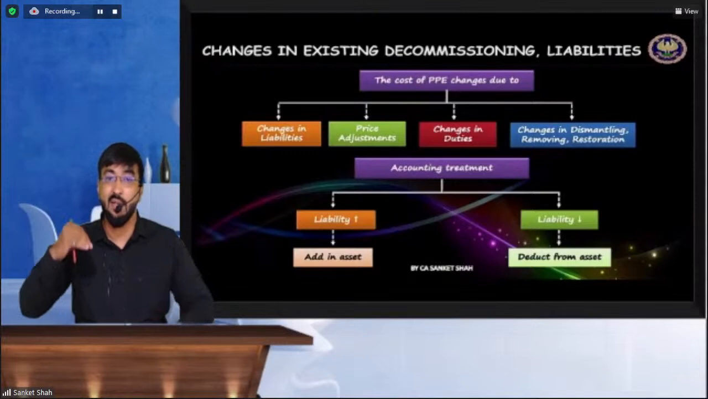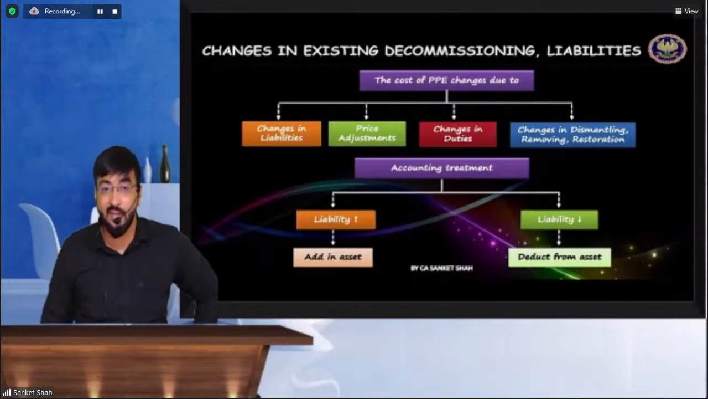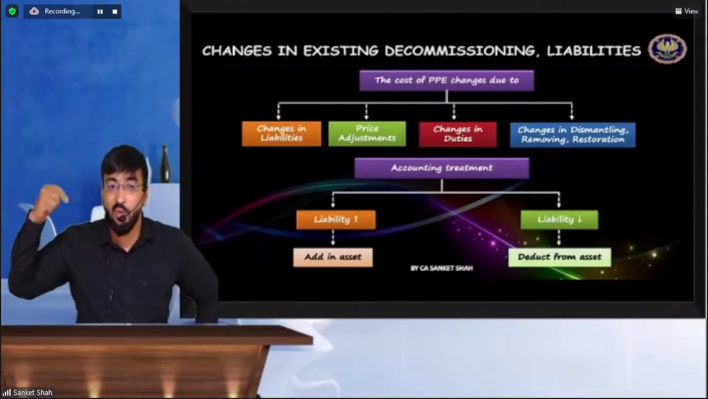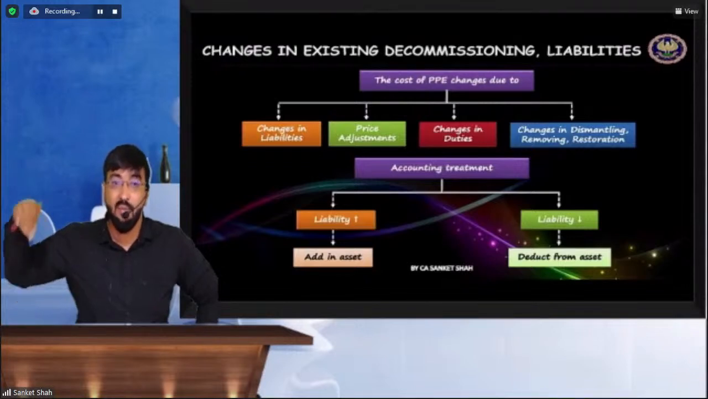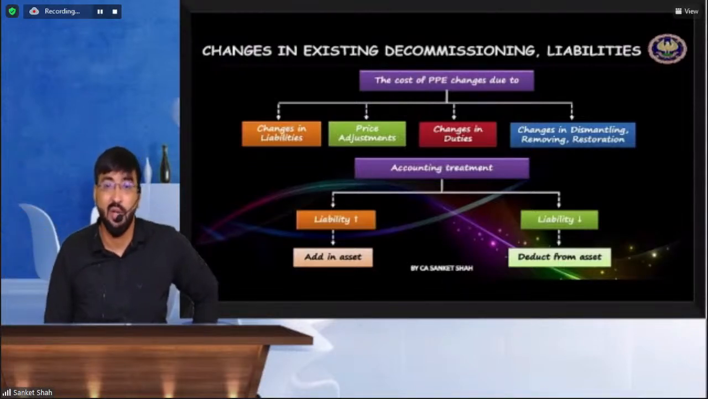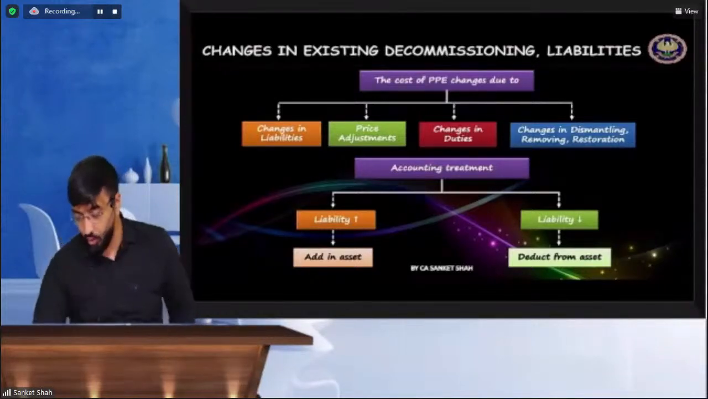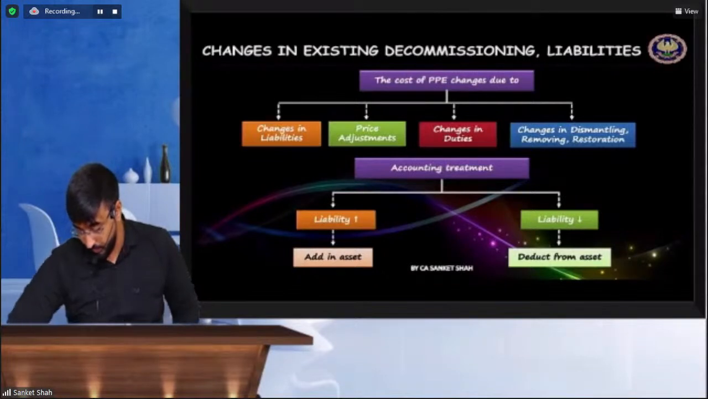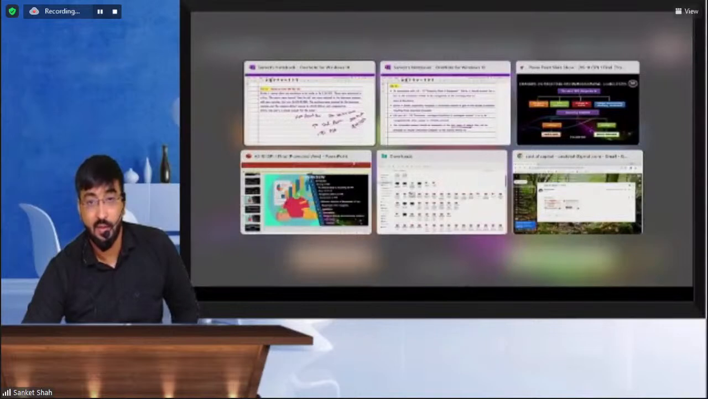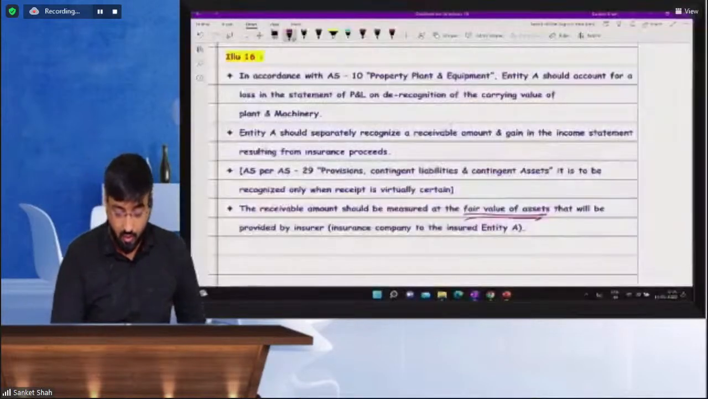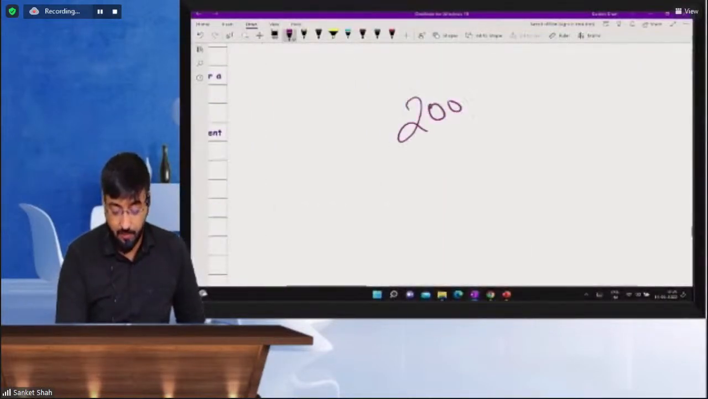My future liability is increasing. One effect is asset account debit to provision for that liability. If that liability is reducing, provision account debit to asset account. Logic is very simple. Suppose I estimated 2 lakhs rupees provision. Let's pay quick attention. If I estimate how much? Yes, beta. I am estimating 2 lakhs of provision.